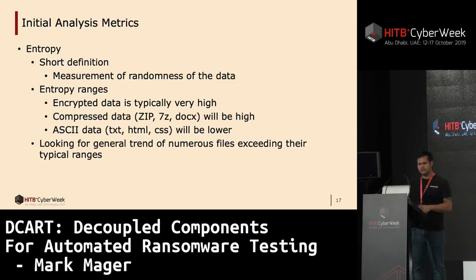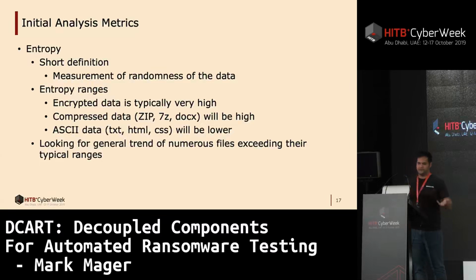On the other hand, compressed data, so zip files, anything with a PK header, docx files, 7-zip, is going to come off as high as encrypted data. There's actually been some research into trying to delineate between compressed data and encrypted data. We don't really get too much into that with this research here, but it's at least something to keep in mind. And as I mentioned, encrypted data is typically very high in terms of entropy.